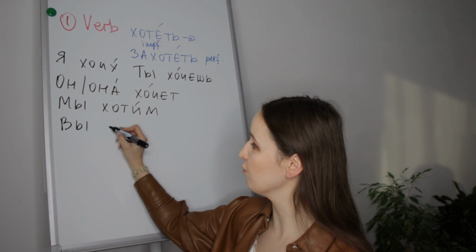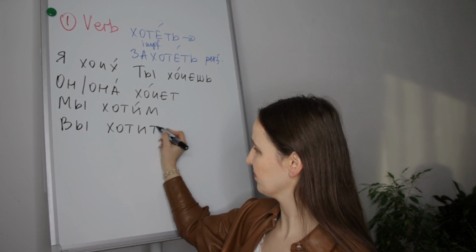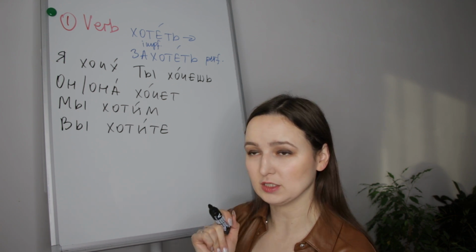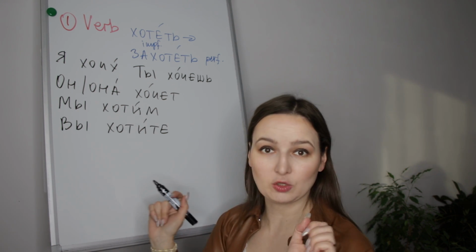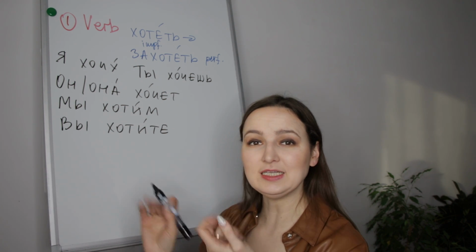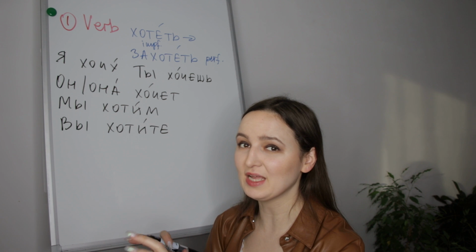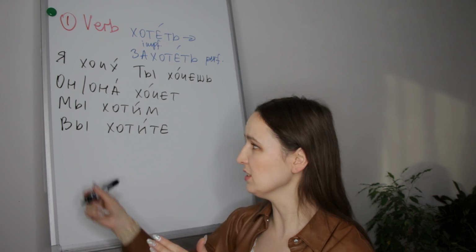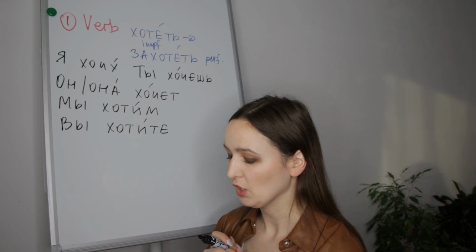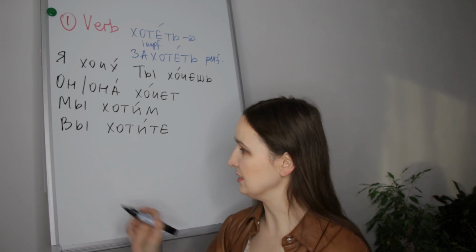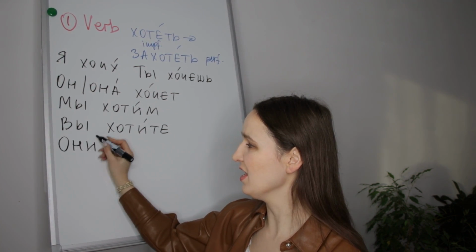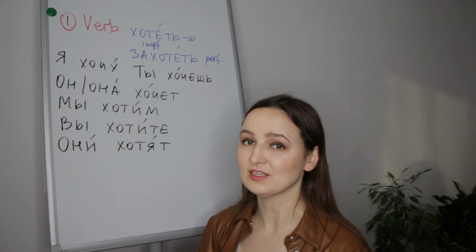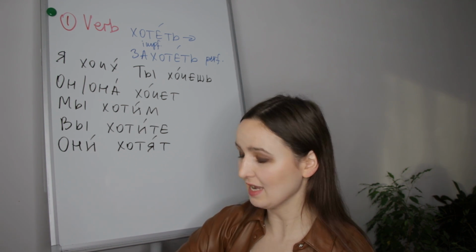Вы is plural or formal. Вы хотите. You want. When you say something to a group of people in plural, or when you say to a person that you just met, you still talk in a formal way with this person, you will use вы. Вы хотите. You want. Они хотят. They want. Они хотят.